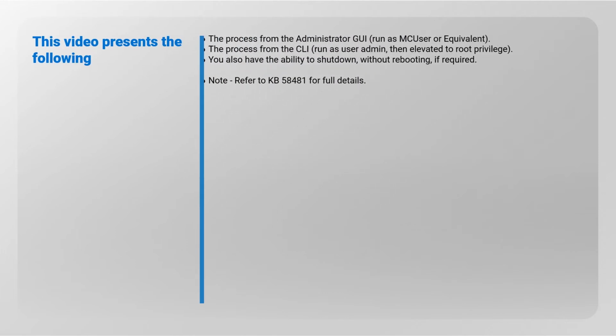This video presents the following. The process from the Administrator GUI, run as MC user or equivalent. The process from the CLI, run as user admin, then elevated to root privilege. You also have the ability to shut down without rebooting if required. Note: KB 58481 has full details.